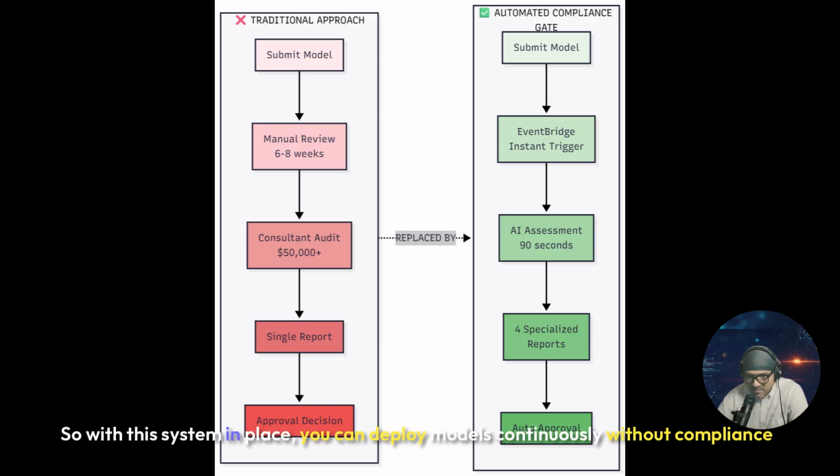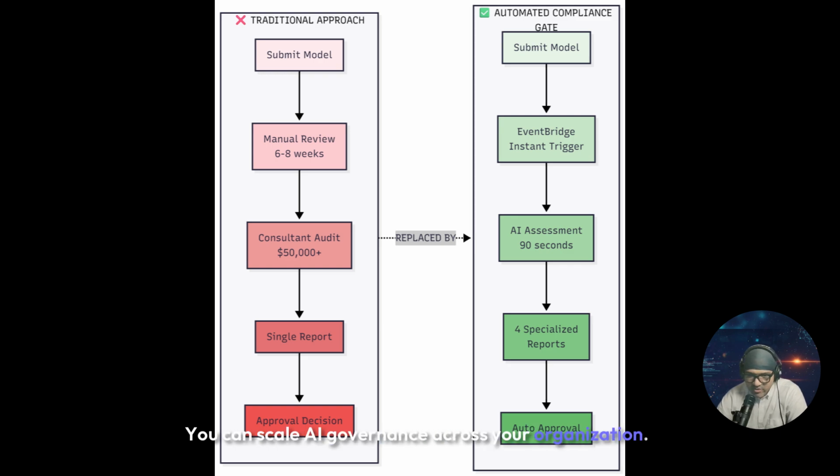So with this system in place, you can deploy models continuously without compliance bottlenecks. You can scale AI governance across your organization. You can meet EU AI Act requirements automatically, and you can build trust with regulators and customers, and probably sleep a little better at night knowing that every model has had some form of assessment.